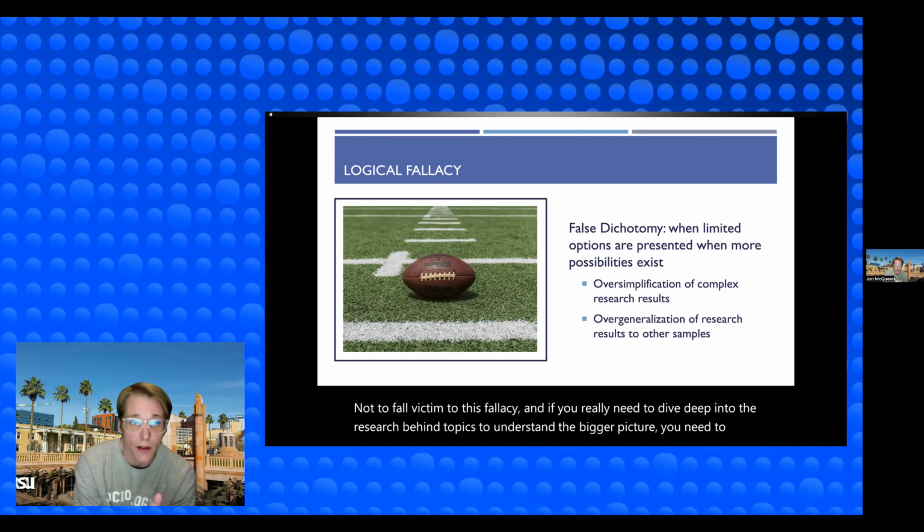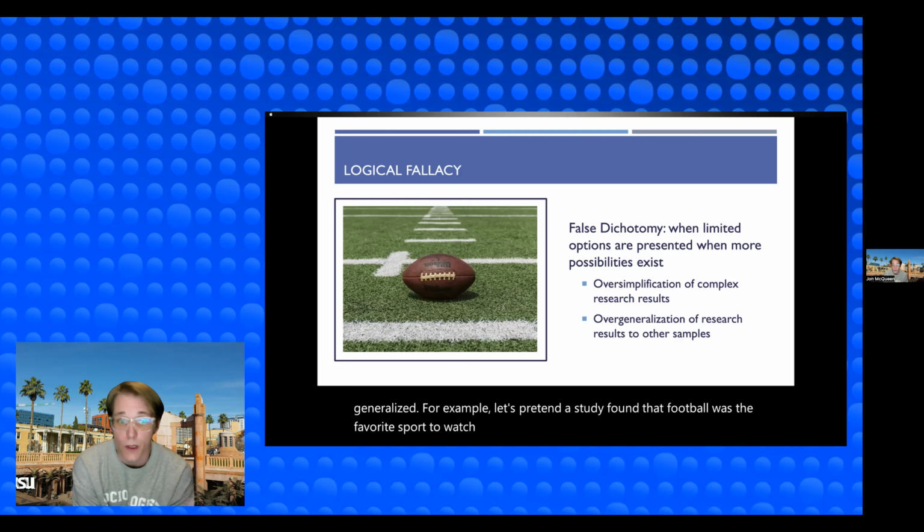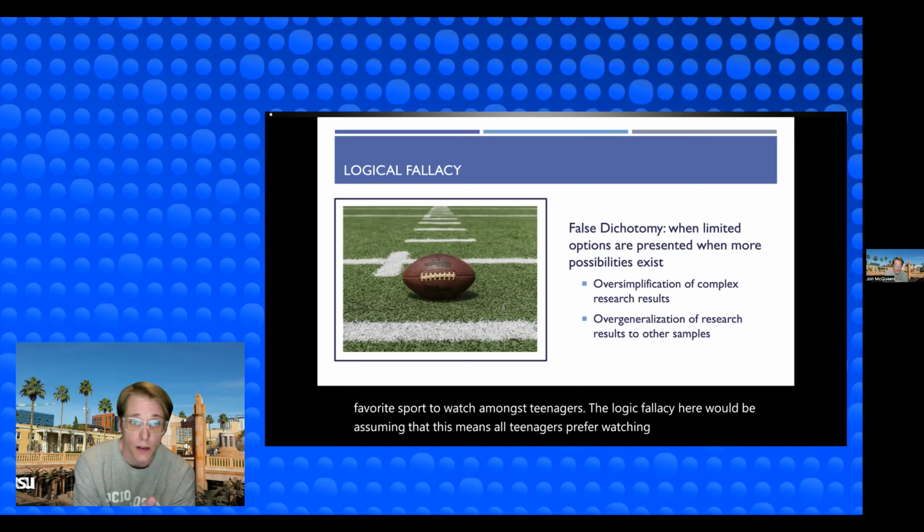The false dichotomy can also occur when research findings are overgeneralized. For example, let's pretend a study found that football was the favorite sport to watch amongst teenagers. The logic fallacy here would be assuming that this means all teenagers prefer watching football. If we went to Europe and repeated the study, it's possible that soccer or another sport is preferred over American football. Due to this fallacy, it's important that we take the sample into account when we interpret the results of our study.